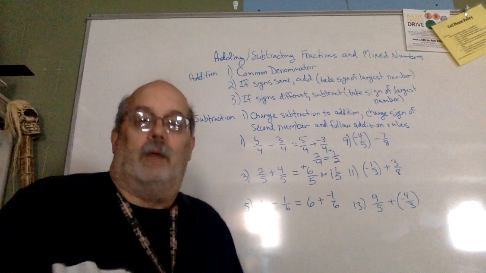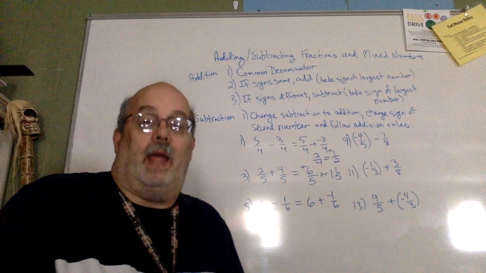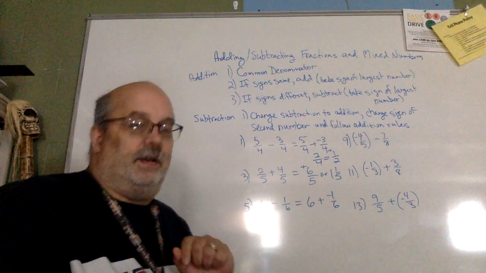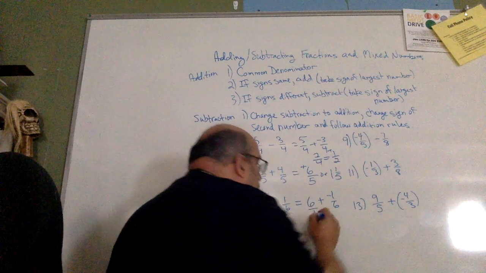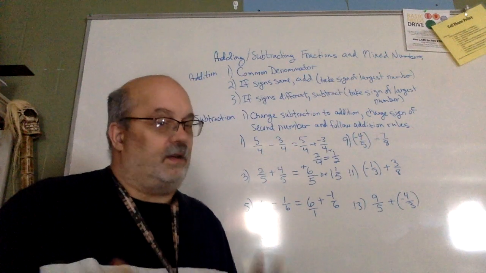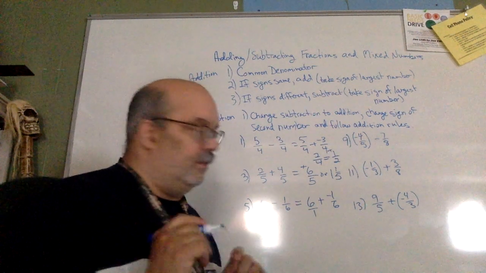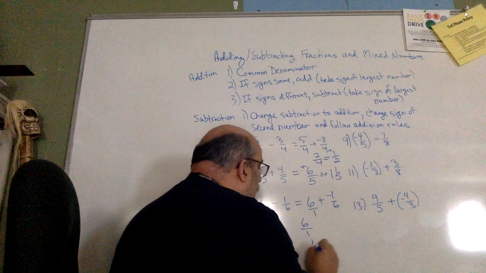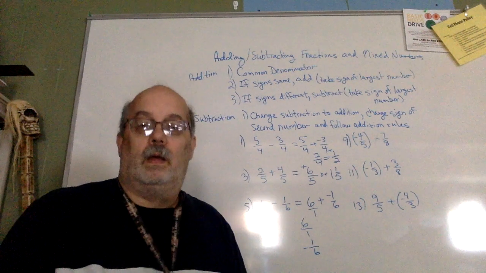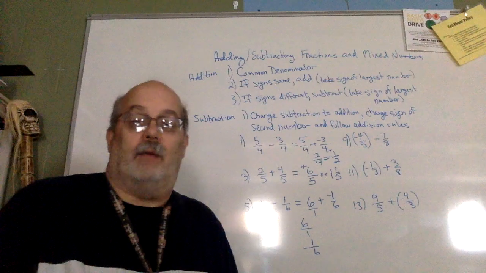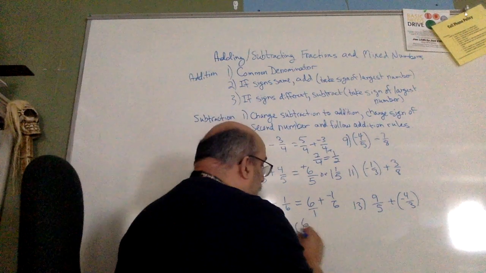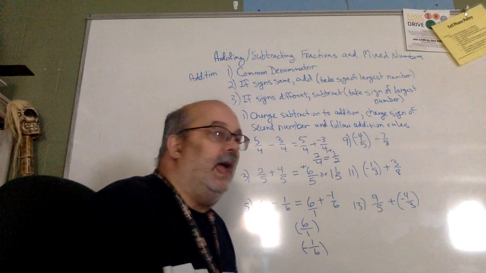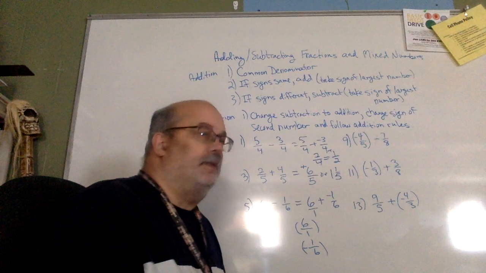Okay, now we go back to our addition problems, and we need to check the denominators. The first one does not have a denominator, so we put it over 1. The other one has a 6, so they're not common yet, but we can do that real easy. We have 6 over 1, and we have negative 1 over 6. So we take the bottoms of each, and we're going to multiply the opposite.